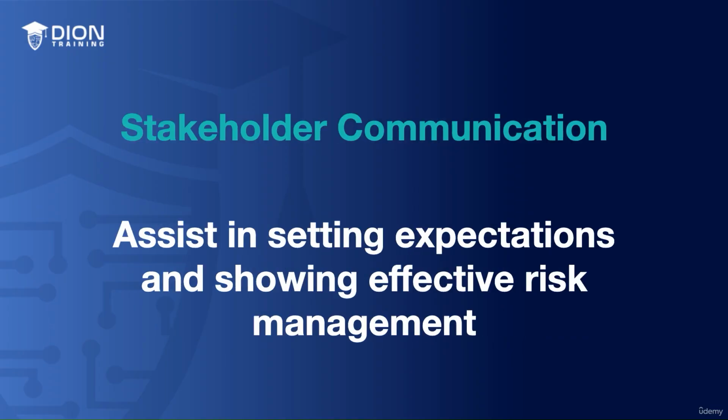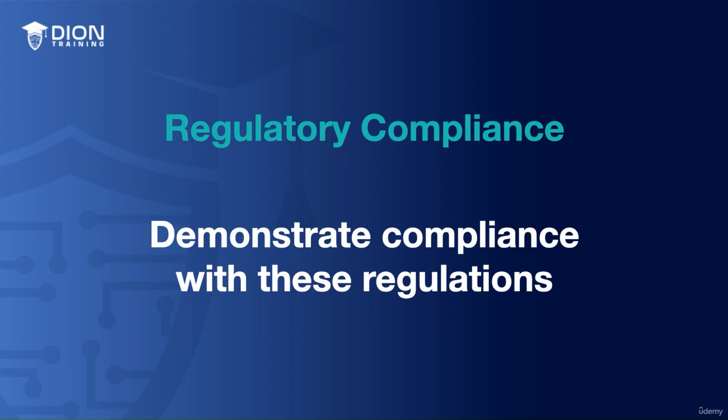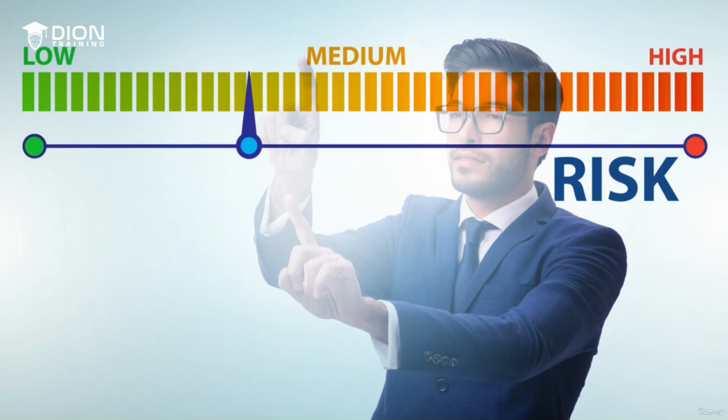Third, we have the stakeholder communication piece. Risk reporting is a critical tool for communicating with stakeholders. It helps to manage expectations and to demonstrate that risks are being effectively managed. Fourth, we have regulatory compliance. In many industries, risk reporting is a regulatory requirement. Regular risk reports help to demonstrate compliance with these regulations.